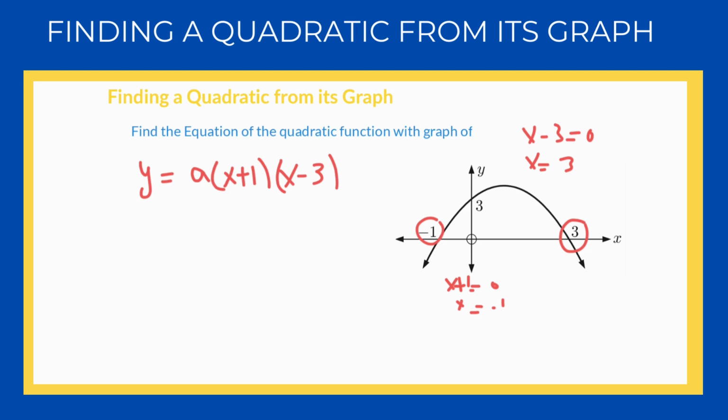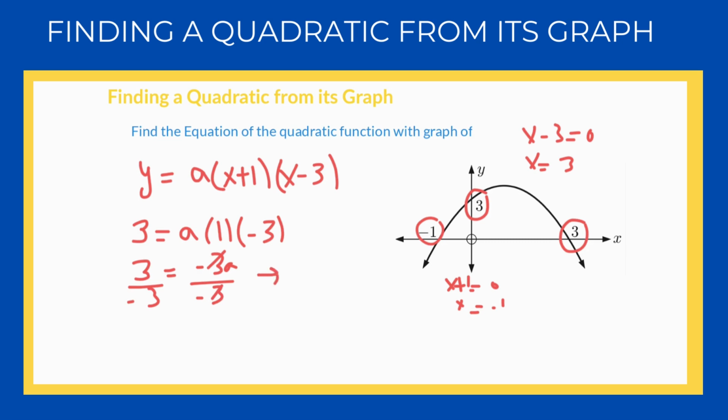Now how can we find the value of a? Now we're given that the y-intercept is 3, and the y-intercept is at x equals 0. So when y is 3, I have a times (0 plus 1), which is 1, and (0 minus 3), which is -3. So 3 is equal to -3a. I will divide by -3 and here by -3. So a is 3 over -3, which is equal to -1.